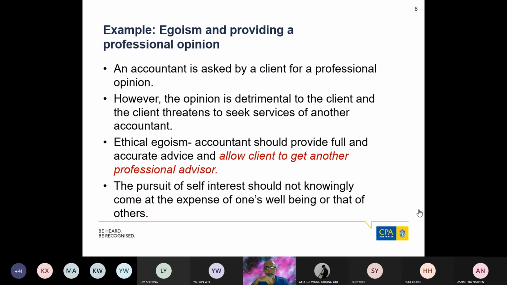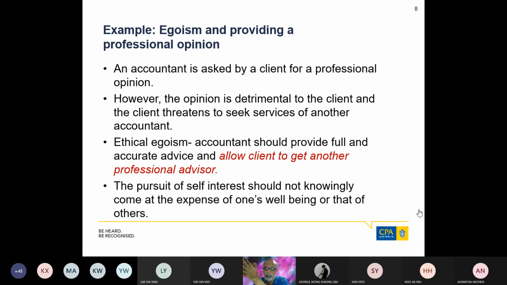Now, however, if this opinion is detrimental to the client, okay, the client comes to you and says, for example, okay, this year I want to pay less tax. Can you help me? Then you say, okay, how can I help you? Okay, these are some of the items of expenditure that I have. I am planning to write them off. Not capitalize, but write them off.